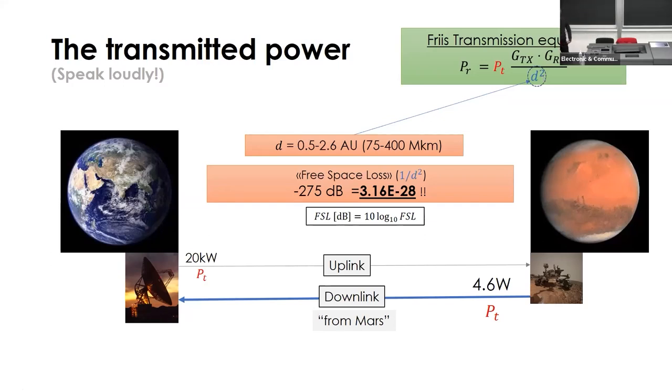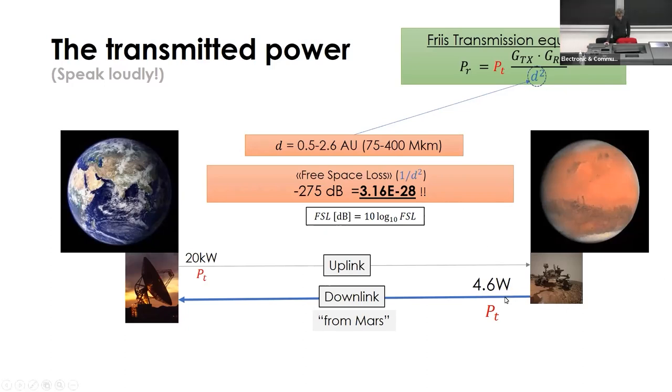And in this case, this is a very small number. In this case, the attenuation, the gain if you want, is 3.16 times 10 to the minus 28. So actually, the received power is attenuated very much. In dB, if you are familiar with dB, this corresponds to minus 275 dB. Otherwise, you just look at the bare number. So it's a really, really tiny number. And the power of the transmitter is attenuated by this amount.